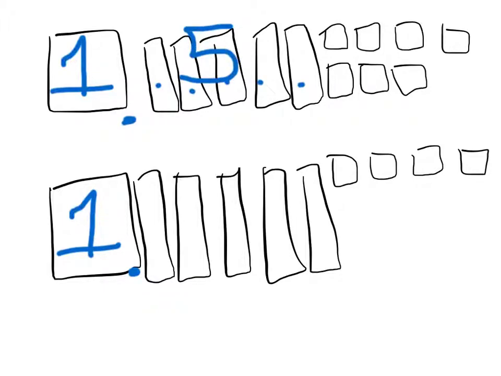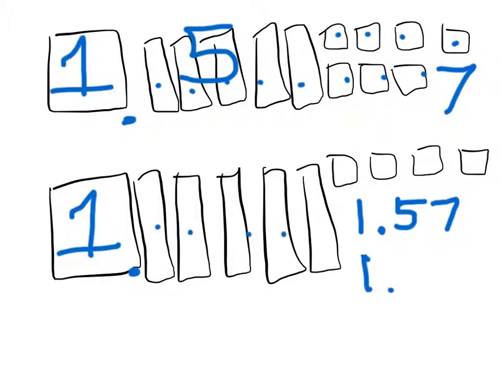Let's begin. Remember that the large squares are whole numbers, and you will have a decimal. Then you have the tenths, and the hundredths. You should have 1 and 57 hundredths. 1 and 54 hundredths. And add them together.